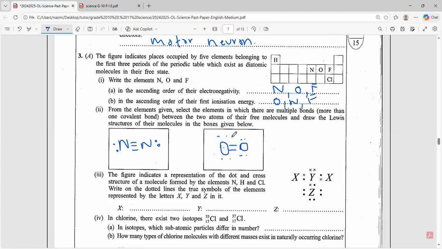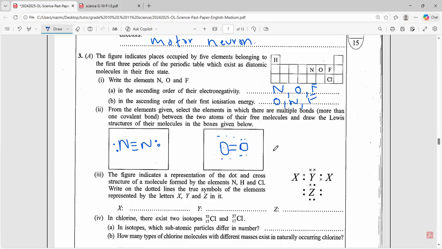What did you draw? I just drew this only. Which one? They are telling to draw what? Lewis structure, no? Structure means you can't put a cross diagram, okay? Structure means the bond has to be indicated by a line, and only the lone pairs are shown. See, the structure shall be like this.